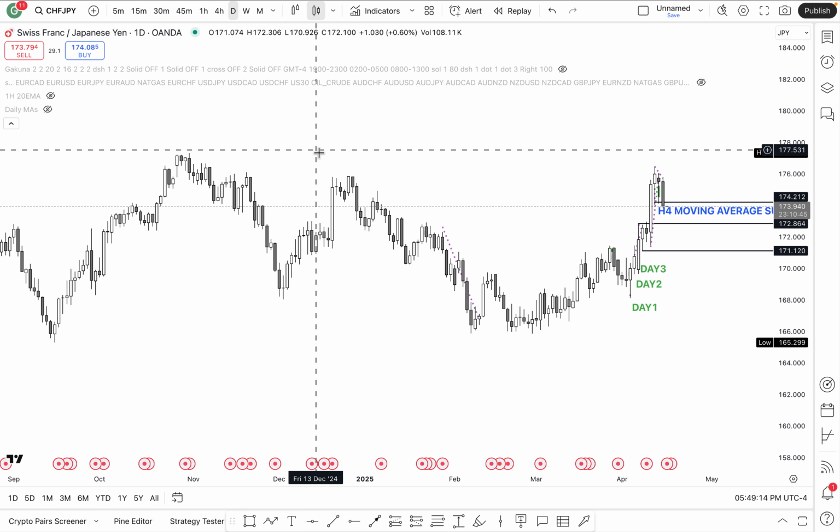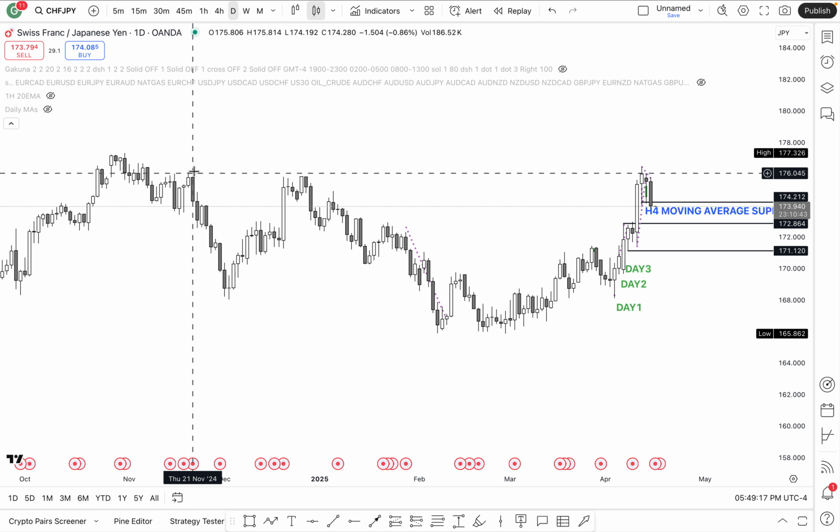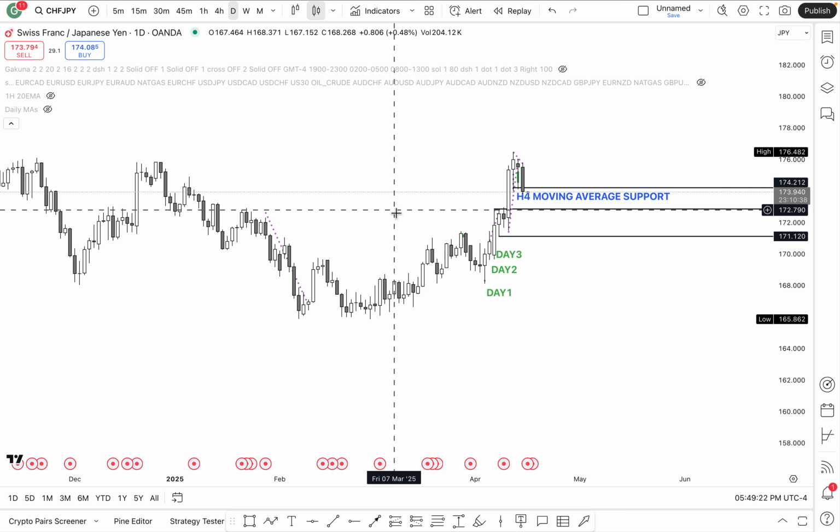So look at your daily time frame, identify what type of trend you are in. Are you in a downtrend or are you in an uptrend? That will give you a very good idea of how to trade.